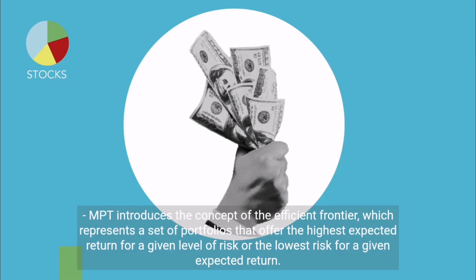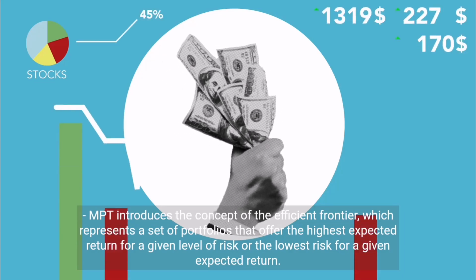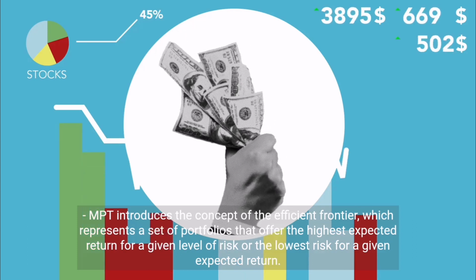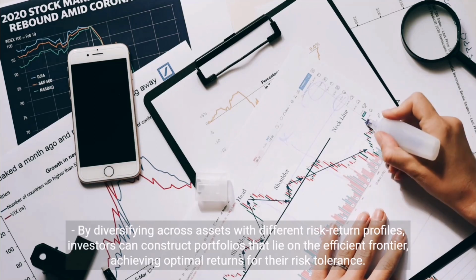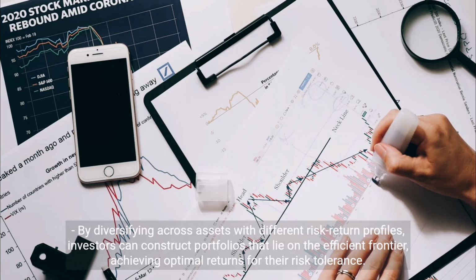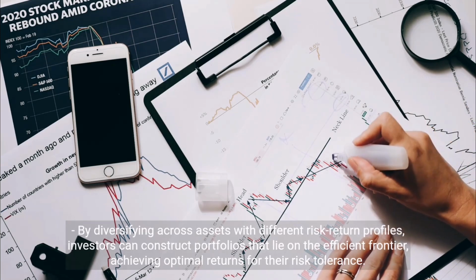MPT introduces the concept of the efficient frontier, which represents a set of portfolios that offer the highest expected return for a given level of risk or the lowest risk for a given expected return. By diversifying across assets with different risk-return profiles, investors can construct portfolios that lie on the efficient frontier, achieving optimal returns for their risk tolerance.